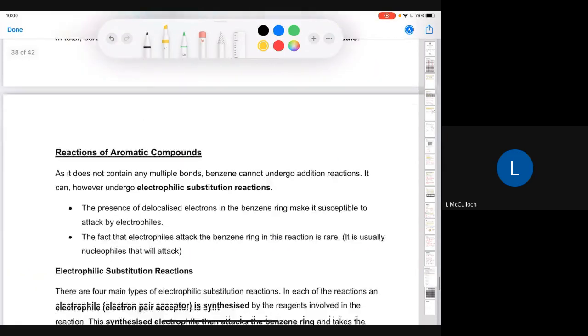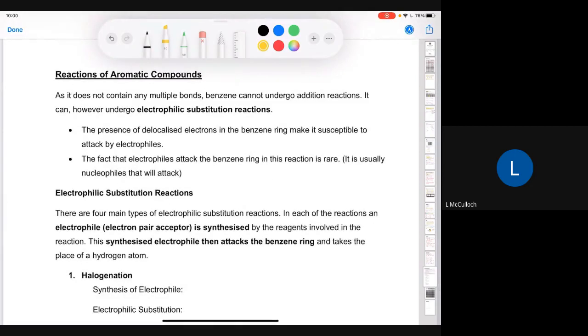Okay, so we're now on to look at reactions of aromatic compounds. As it does not contain any multiple bonds, benzene cannot undergo addition reactions. It can, however, undergo electrophilic substitution reactions. Okay, so that's not nucleophilic substitution reactions where we used a nucleophile and substituted that with an atom. These are electrophilic substitution reactions. And it's literally the only reaction that benzene undergoes.